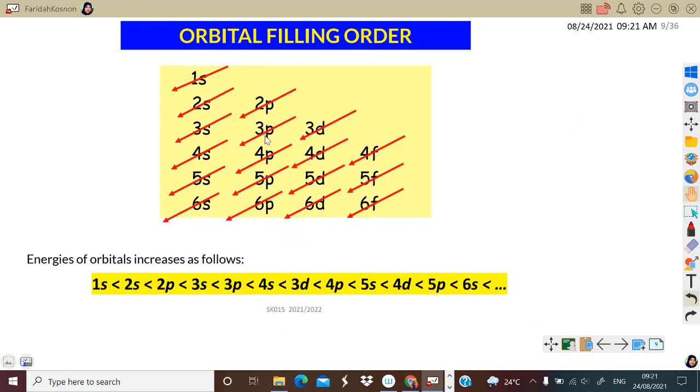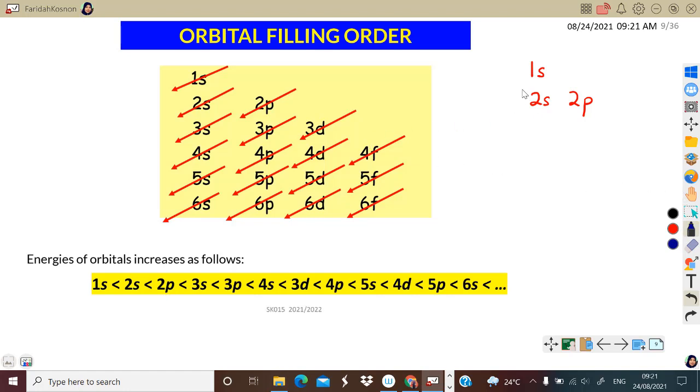If you refer to this slide, kalau you tengok kat sini, saya conteng semula lah. We have 1s, followed by 2s and 2p. So kenapa 1s ada 1s sahaja? Tapi bila principal quantum number kat sini 2, ada 2s and 2p. This is very related to the previous lesson.